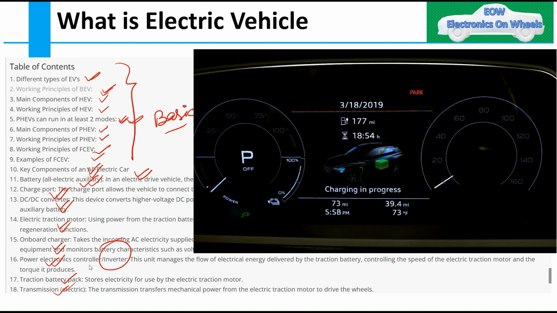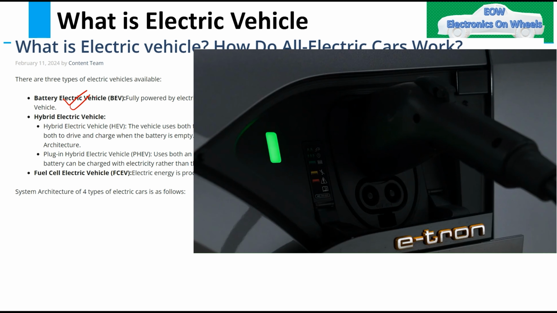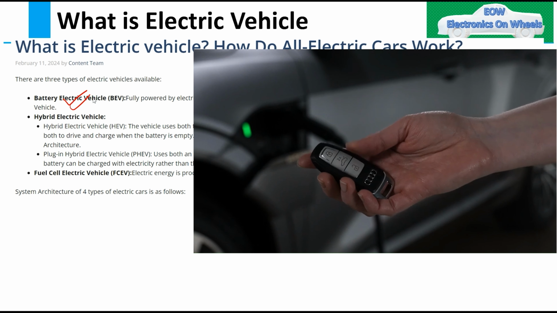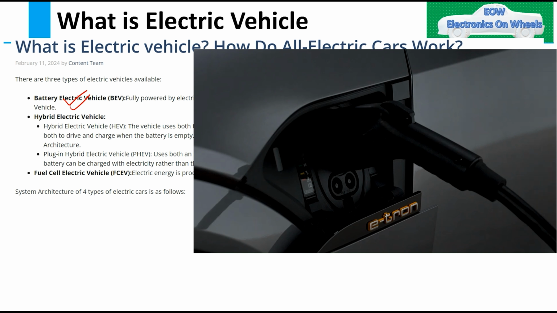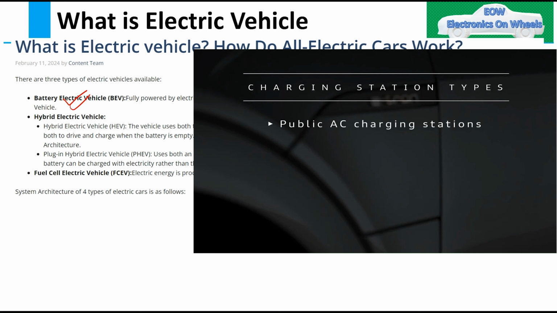So let's start with the different types of EV. There are mainly three types of EV, that is electric vehicle. One is the battery electric vehicle, which you already know, that is fully powered by electricity, nothing but the battery pack. So this is what is written here, that these are more efficient compared to hybrid or plug-in vehicles. The 100% power is taken from the battery to run your vehicle.